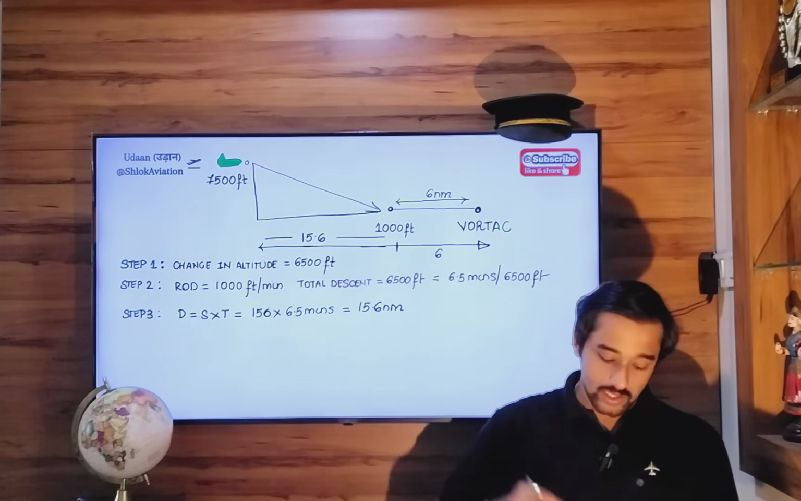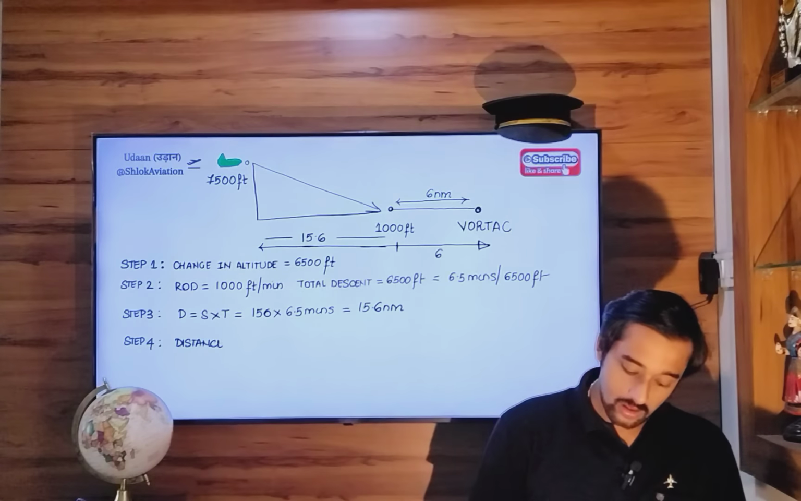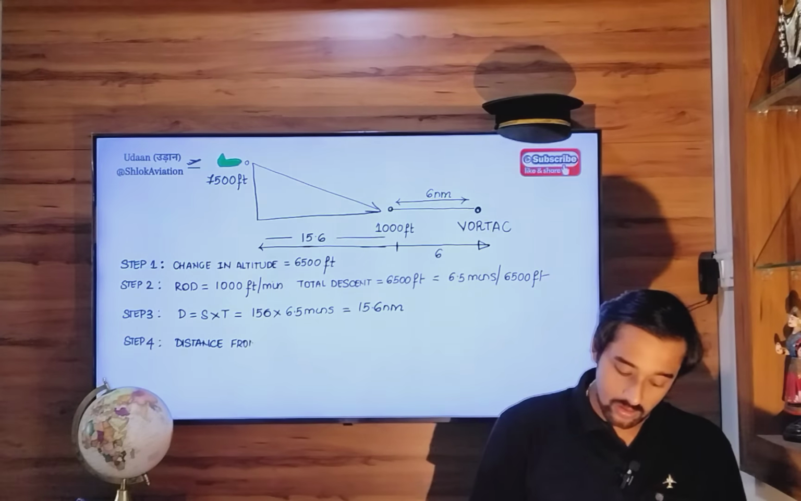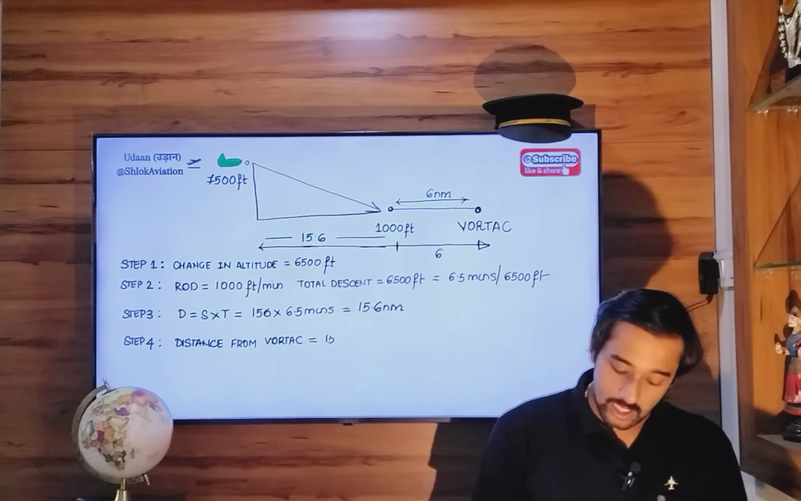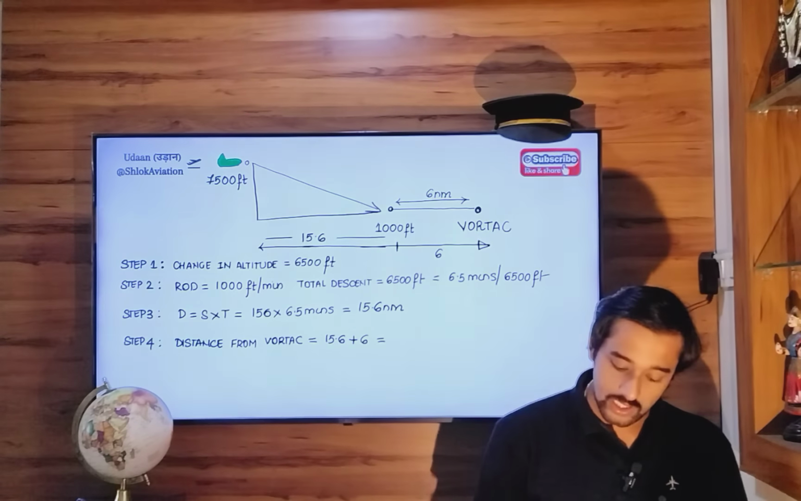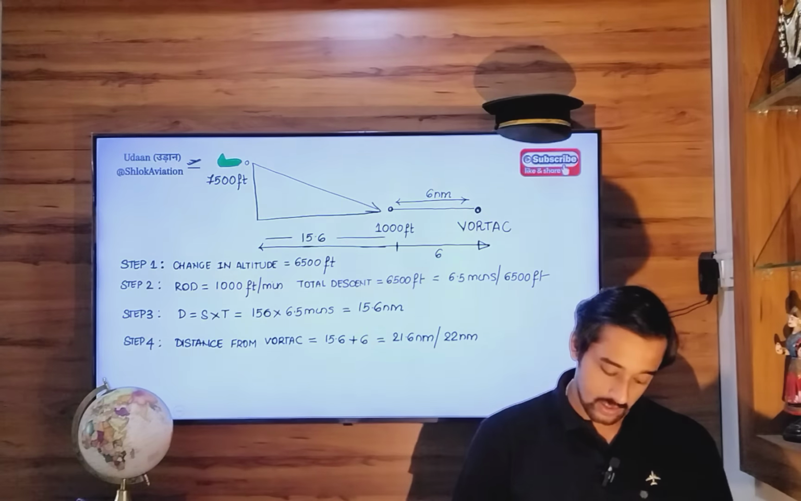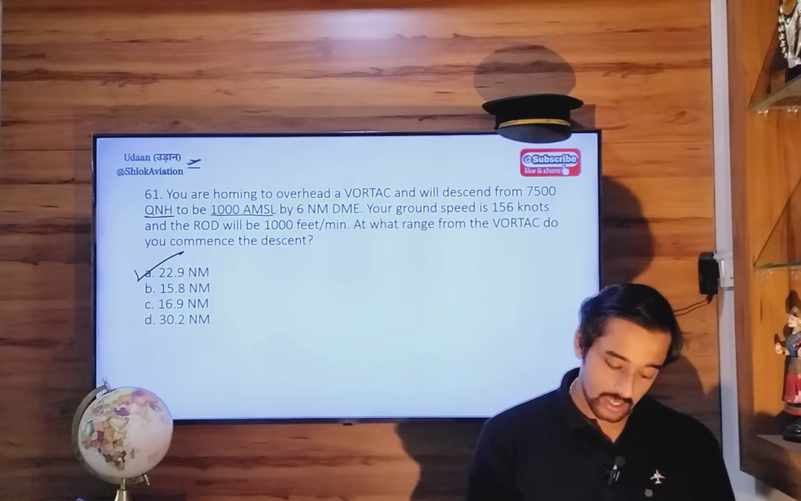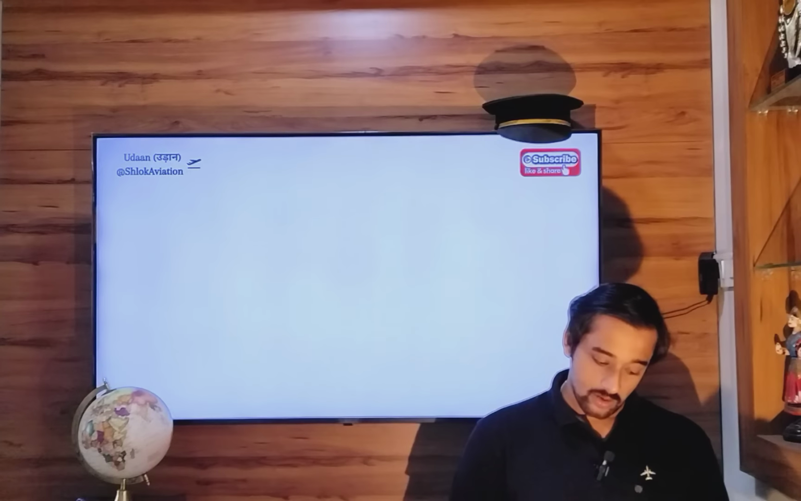So total becomes, step number 4, distance from VOR will be equal to 15.6 plus 6, which is 21.6 nautical miles or 22 nautical miles. So the correct answer is option A, the closest option. Simple. Next. Question number 62.